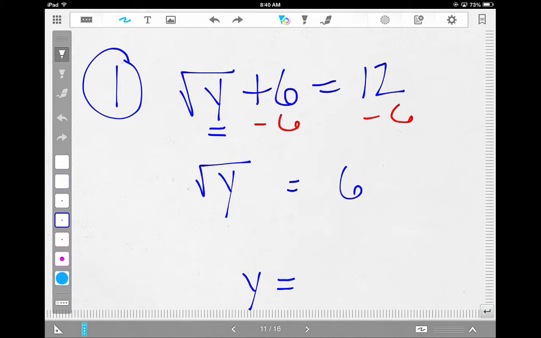Well, the opposite of square rooting a number would have been squaring. So if I square this side of the equation, just like I subtracted 6 to get rid of the 6, squaring will get rid of that square root, or cancel it. They're opposites. They're inverse operations. So they're going to undo each other, leaving me just with the y in between.